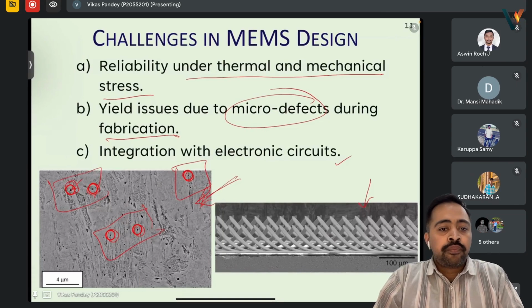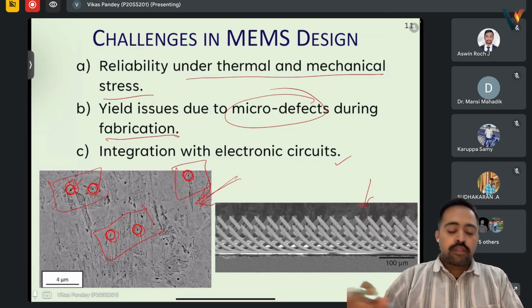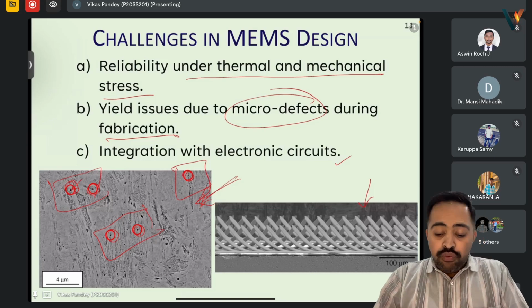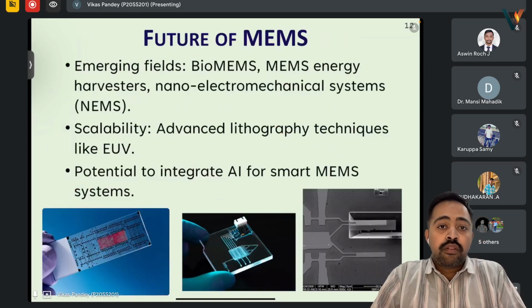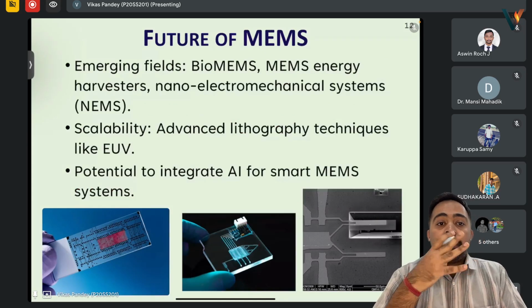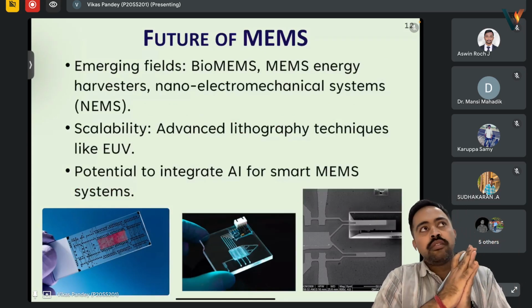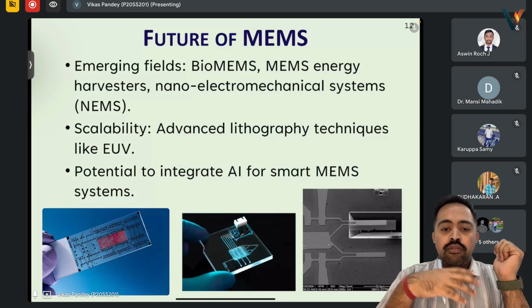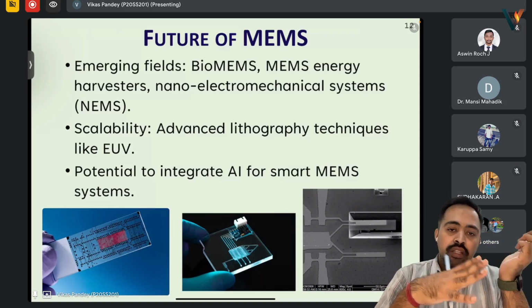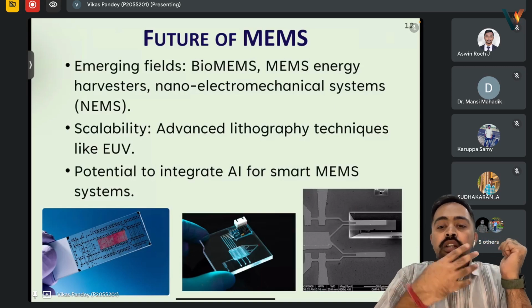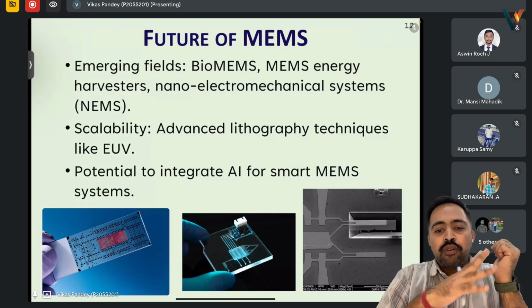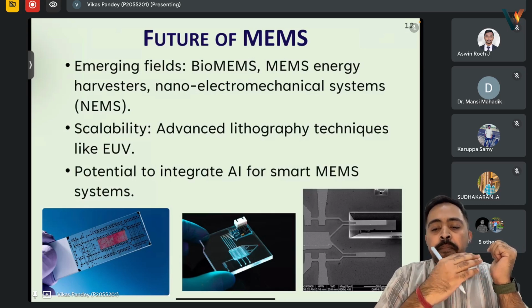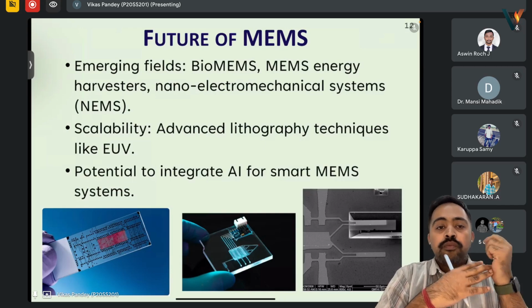Okay. So let's move to the next, that is the future of MEMS. We talked about MEMS. So why are we talking about MEMS? If it is already there, what forward? What is the thing that we will be able to do further?